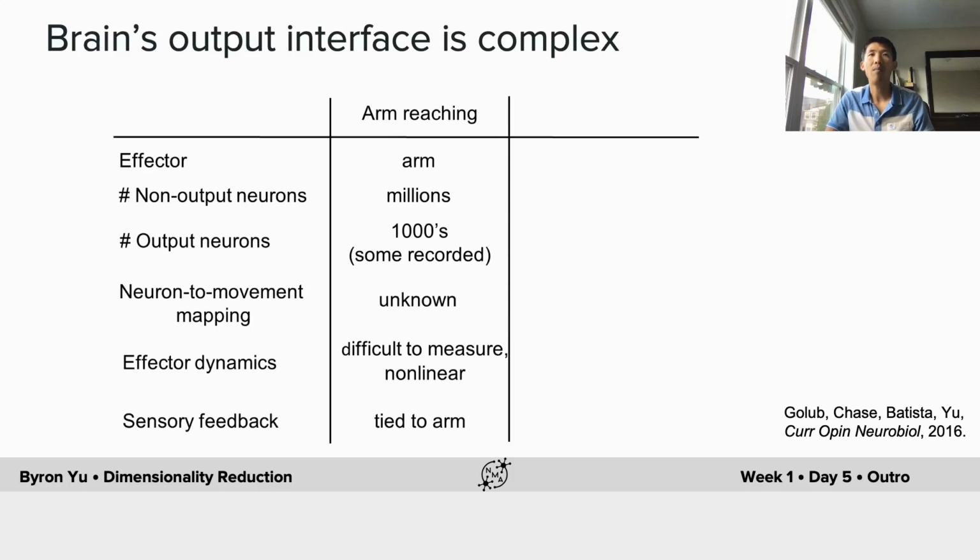Furthermore, the causal mapping between neuronal activity and the movements that are produced is typically unknown. And furthermore, the effector dynamics of the arm are difficult to measure and nonlinear, because muscles have nonlinear dynamics, the arms have joints, etc. And furthermore, the sensory feedback, in particular proprioceptive feedback, is tied to the arm.